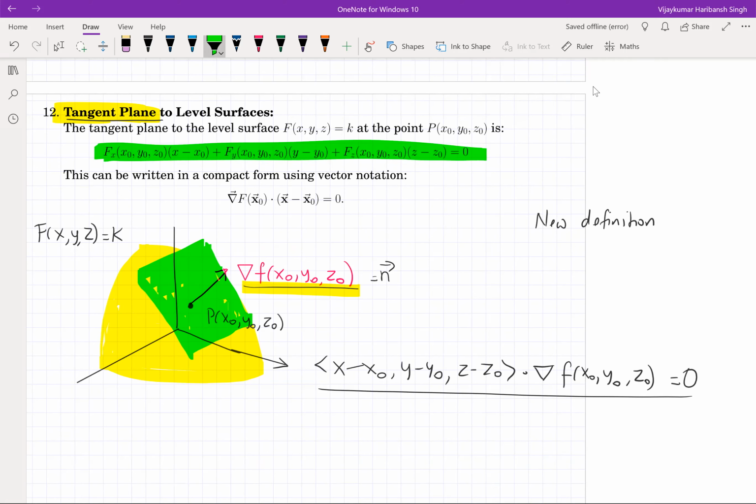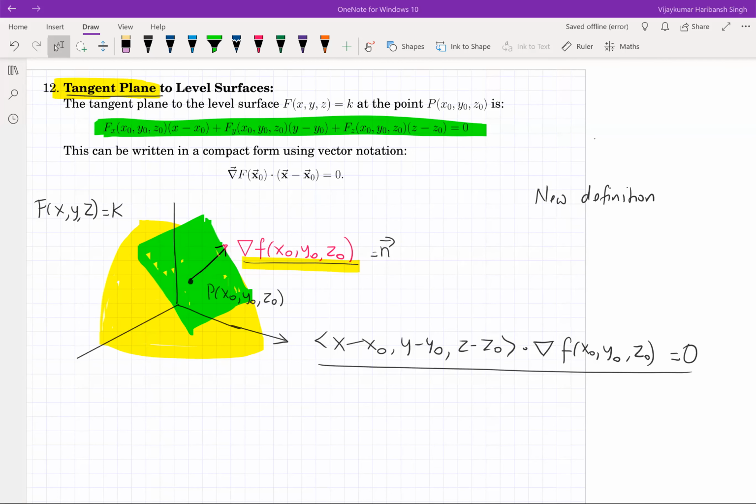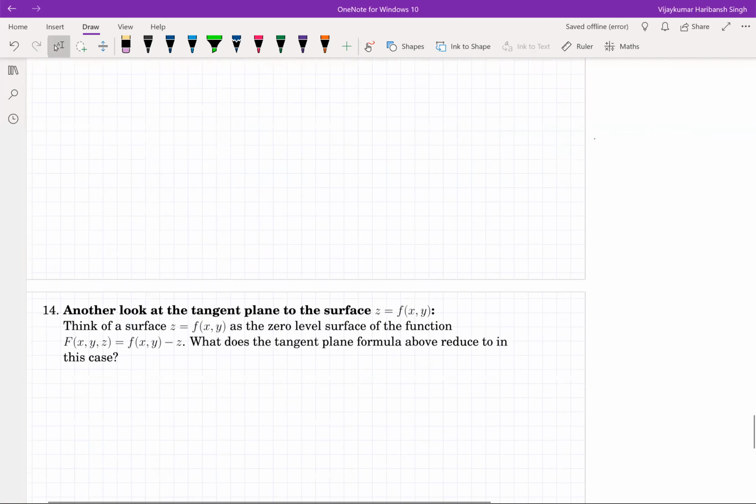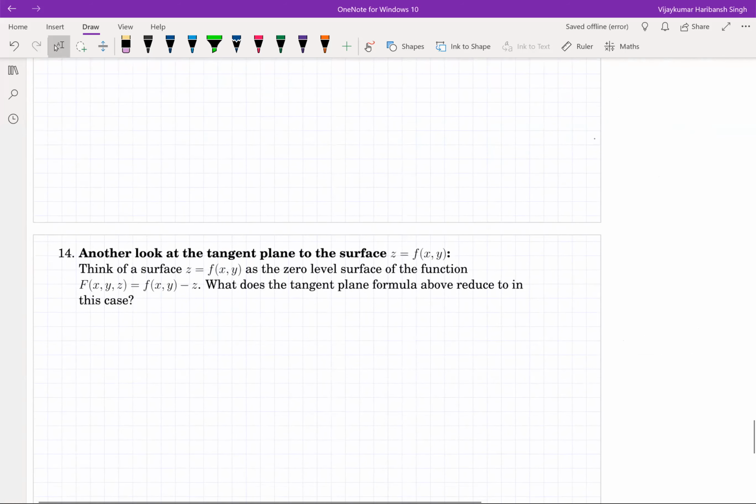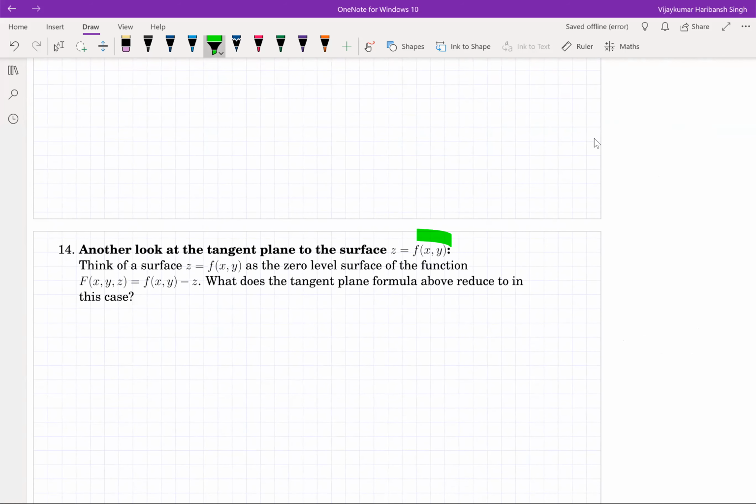Okay. But question, does it have any connection with the original definition of the tangent plane? Yeah, so we have to reconcile these two definitions. We can't have two definitions of tangent plane hanging around, right? So how about we reconcile this definition with the known definition of tangent plane to the surface?